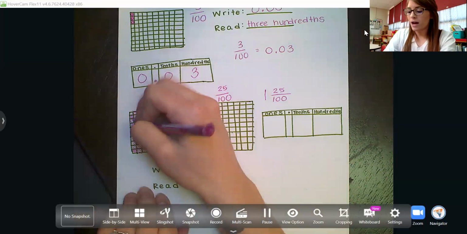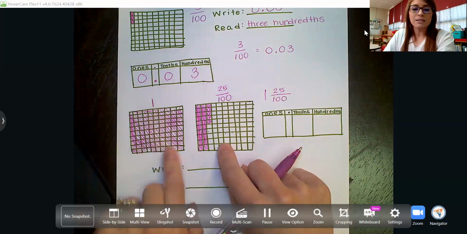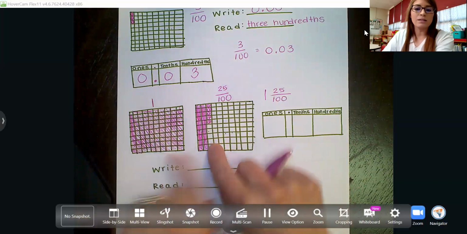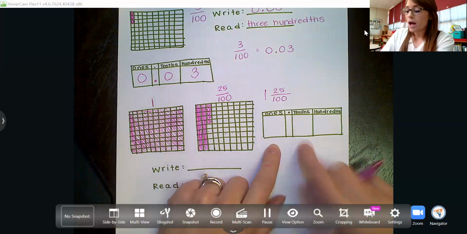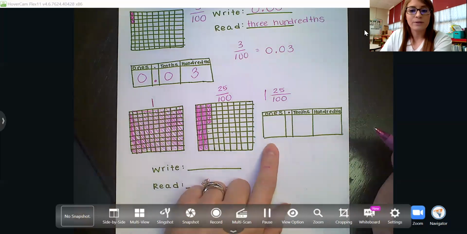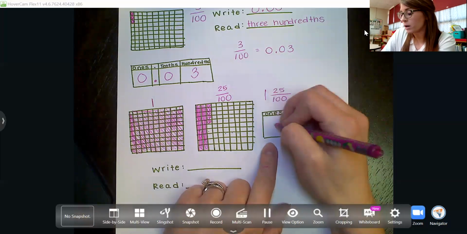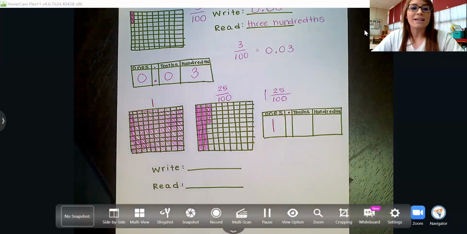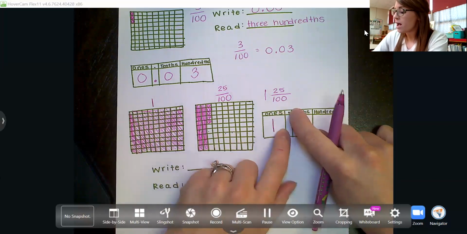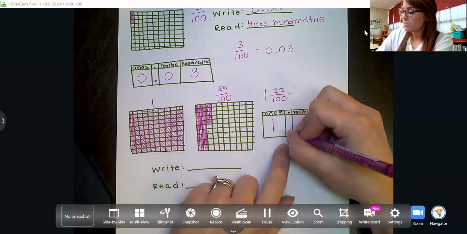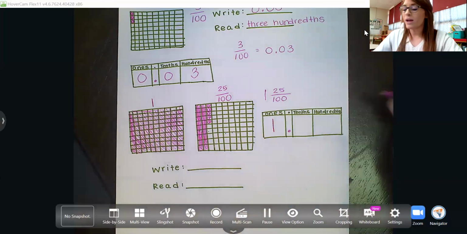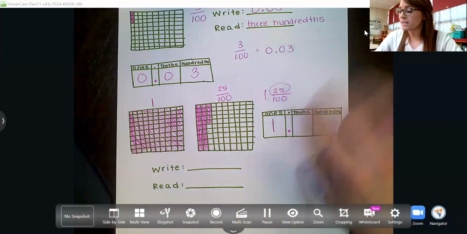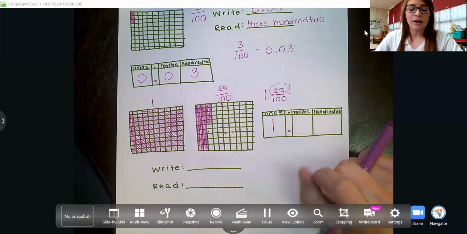Okay, so now that we've got our mixed number represented in our model, let's go ahead and plug in the numbers to our place value chart. How many ones do we have? Very good. Our whole number, we have 1 as our whole number. Very good. Then we are going to bring down our decimal point because that always separates our ones and our tenths place. Okay, so now we have to look at how we are going to put 25 into the rest of the place value chart.